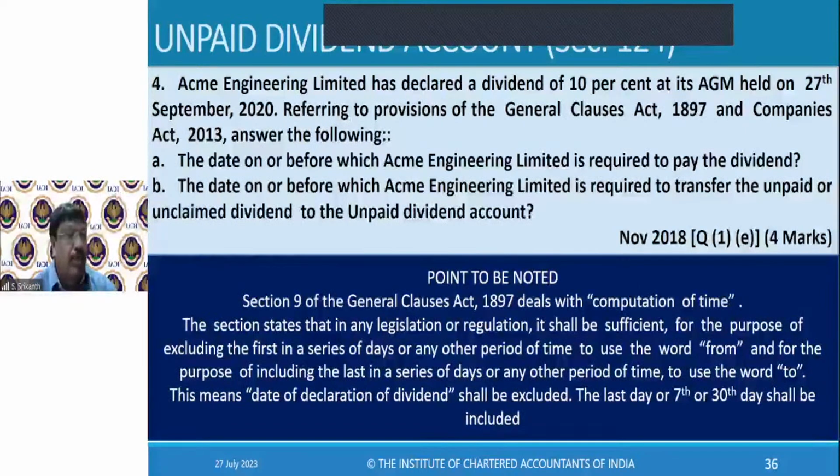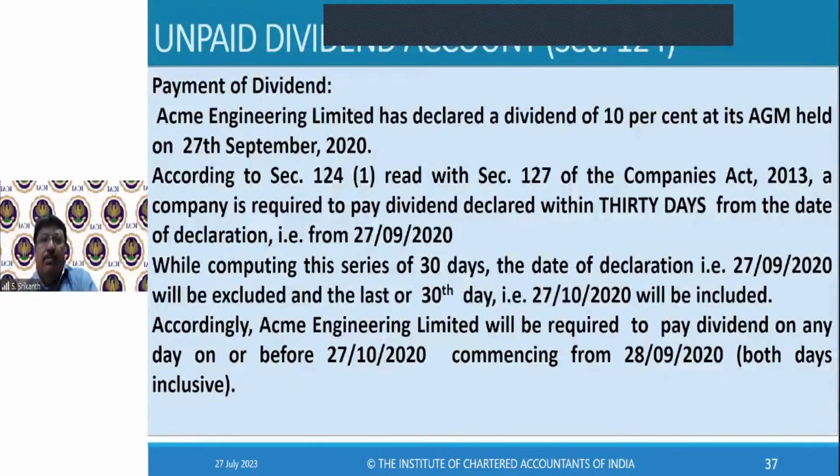So you have to count. The 27th is not there now. Then 28, 29, 30: 3 days in September. Then balance 30 days, so 30 minus 3 is 27. So 27 days in October. So 27th of October would be the correct answer. So 27th October will be included. Therefore, it should pay the dividend on 27th October.